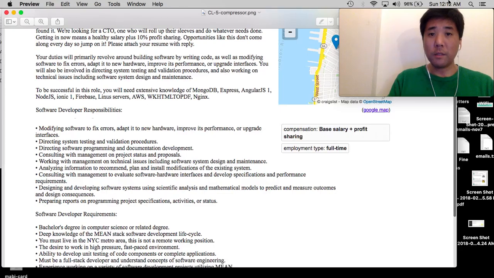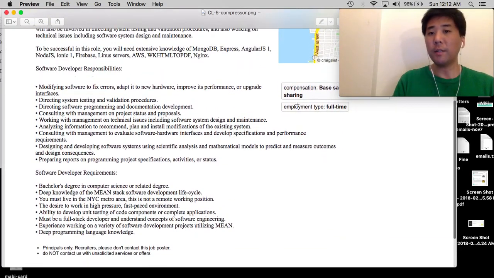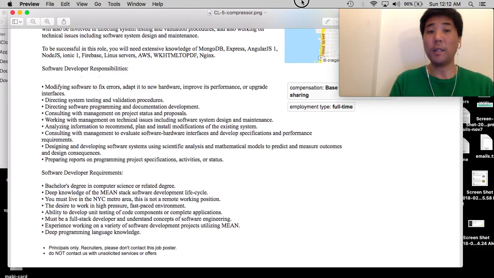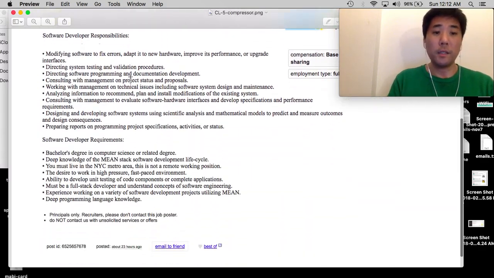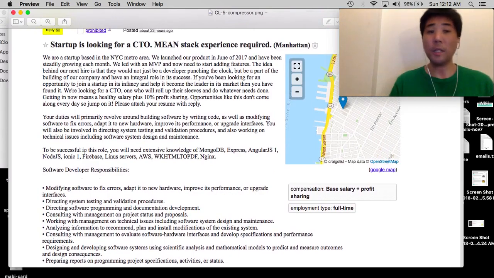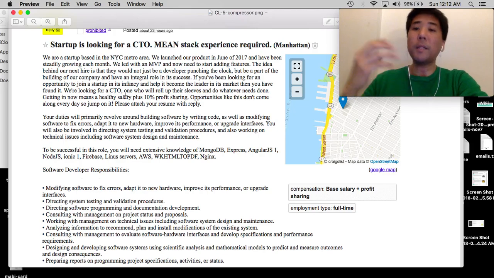Okay, here's another one. This one has that strike, right? There's no rate, so base salary and profit share. It looks like a recruiter, but I'm going to go with no. This is actually written by the people in the startup. The good thing about this is that they're using the right vocabulary. MEAN stack, MVP, CTO. What that means is they understand the startup ecosystem. They understand the game. That's important.